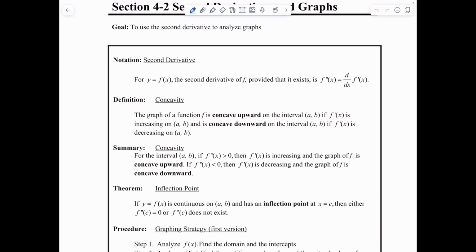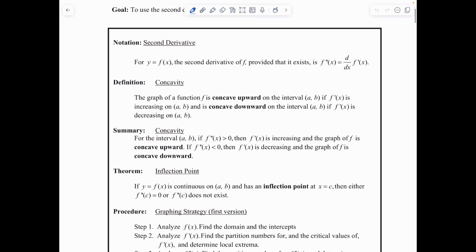So, for our notation on our second derivative, if our function y equals f of x, then the second derivative of f, provided that it exists, is f double prime of x, or the derivative with respect to x of f prime. So we'll use all of our same derivative rules, and this time we're taking the derivative of the first derivative, which gives us our second derivative.